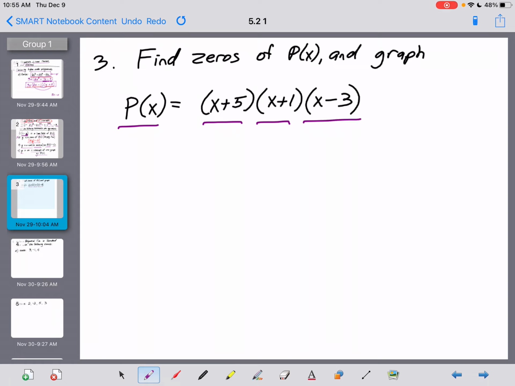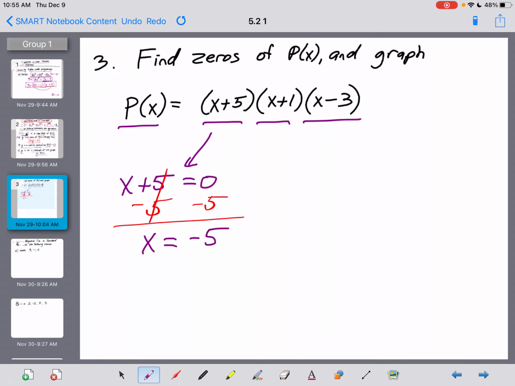So each one of these zeros that we're going to look for comes from taking a linear factor, such as x + 5, setting it equal to 0, and solving. This one's going to go pretty quickly, and we did this back in chapter 4, so I'm hoping it looks familiar. We're just going to subtract a 5 from each side, and we get one of our zeros here of x = -5, and I'm going to put a box around that.